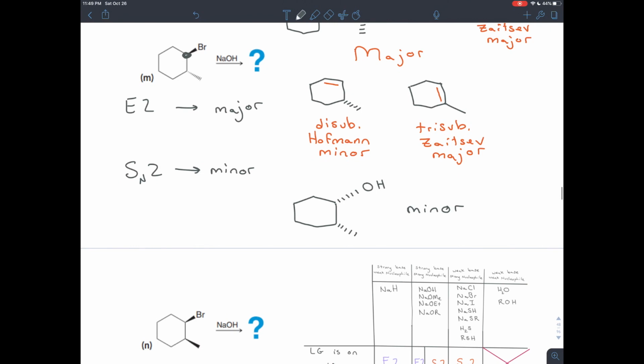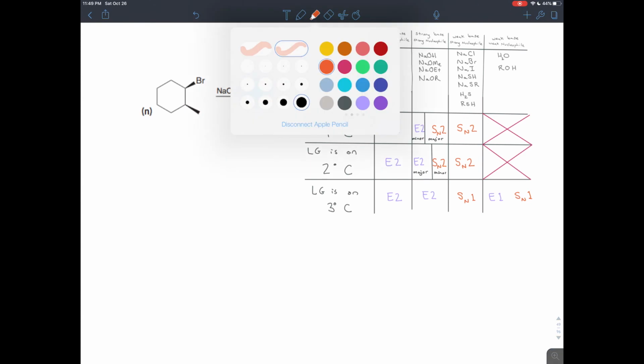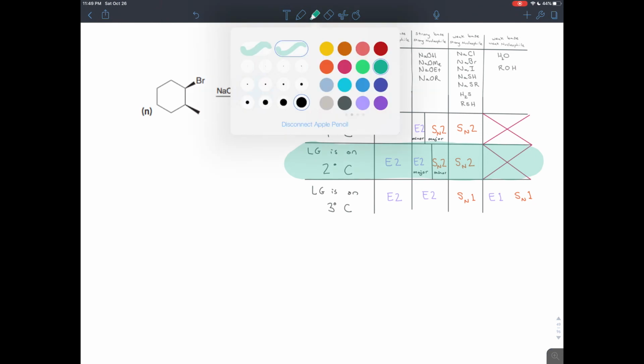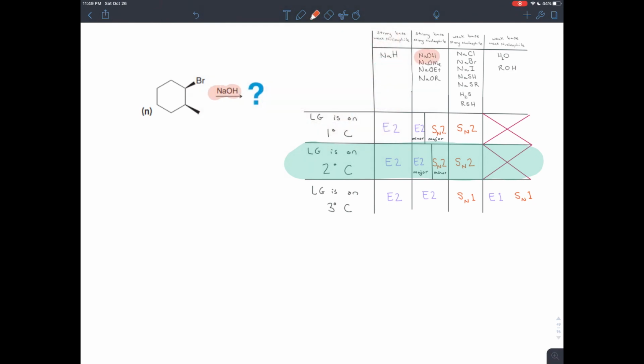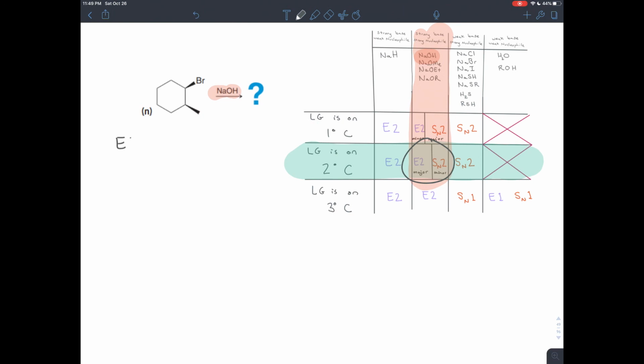Last but not least, we have N, and this is actually very similar to the one we just did. So here you can see that the leaving group is on a secondary carbon, it's bonded to 2 other carbons. So we're going to be dealing with this middle row, and our nucleophile again is sodium hydroxide, which is a strong base, strong nucleophile. So our mechanisms will be the same as we had last time. We'll have the E2 mechanism, which will give us our major products, and we'll have the Sn2 mechanism. That'll give us our minor products.